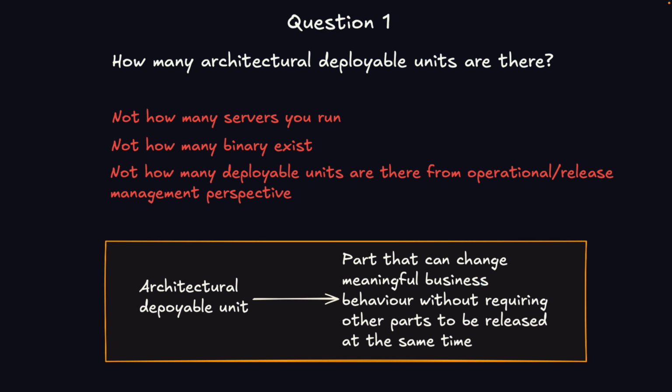Okay, so architectural deployable unit doesn't mean operational or release management deployable units. In order to deliver a meaningful business change, if we need to make changes to multiple deployable components from the operational perspective all the time, then all of those components will be treated as one deployable unit from the architectural point of view. I know this architectural deployable unit is still very abstract, so let's look at this in detail with some examples. First, let's start with monolith architecture.